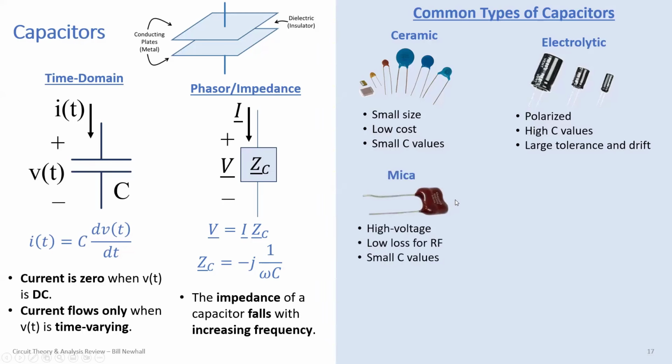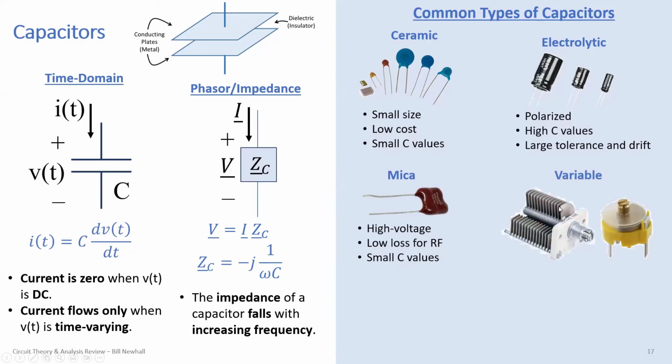Mica capacitors are generally high voltage capacitors. We'll use these sometimes for radio frequency circuits. They're typically smaller capacitance values, and they can be tighter tolerance.